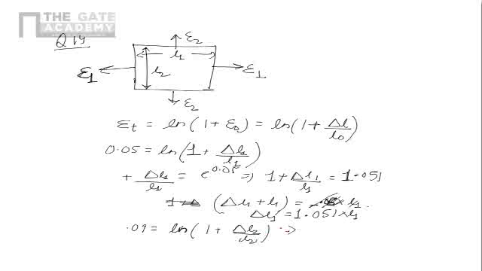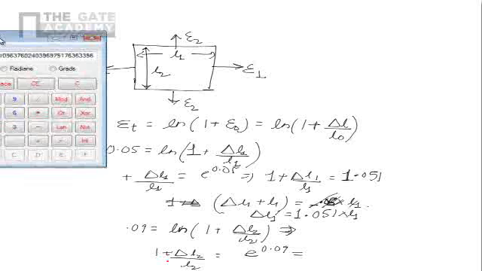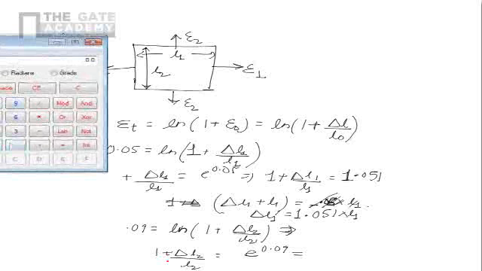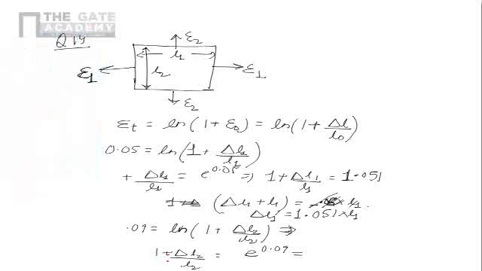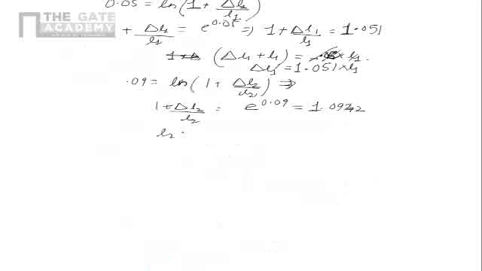That implies 1 plus delta L2 upon L2 is e to power 0.09, which is nothing but, I need to use the calculator once more. So I use 0.09, invert log natural, is 1.094942. So L2 plus delta L2, which is the final length in the second direction, L2 dash, is equal to 1.0942 L2.